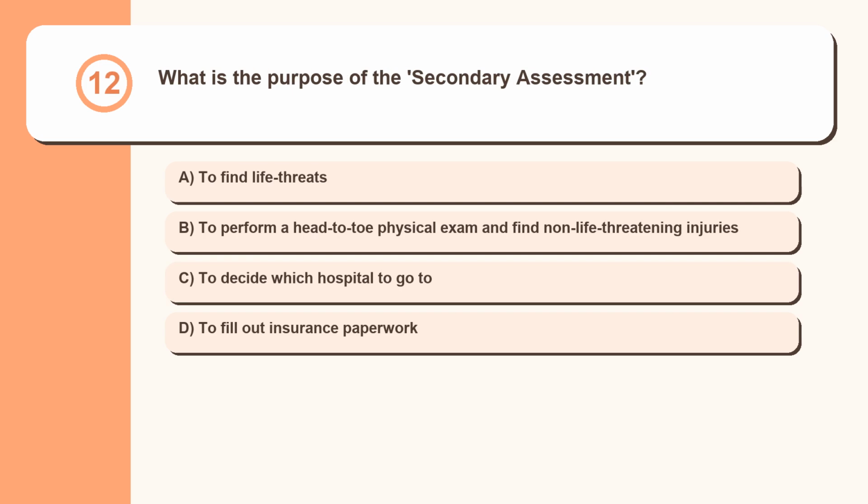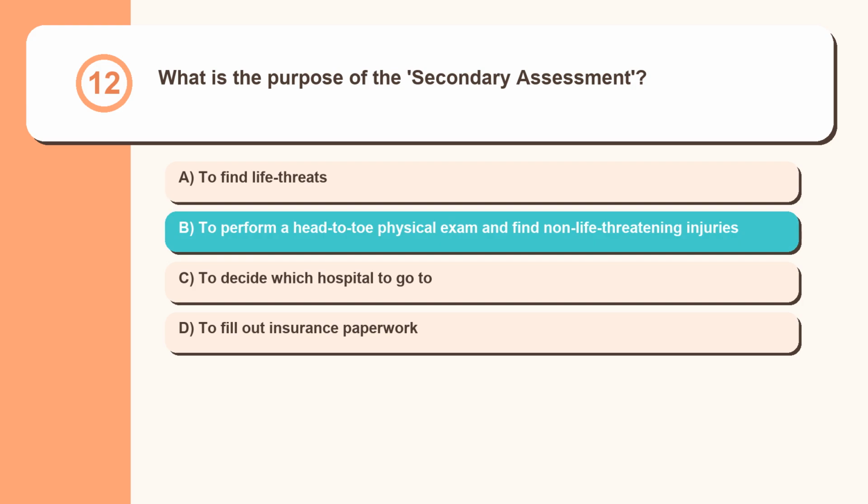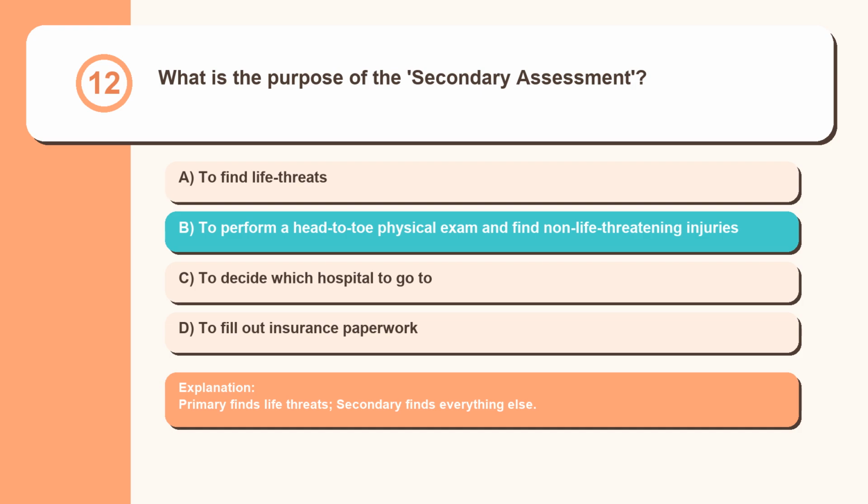Question 12. What is the purpose of the secondary assessment? To find life threats. To perform a head-to-toe physical exam and find non-life-threatening injuries. To decide which hospital to go to. To fill out insurance paperwork. Primary finds life threats, secondary finds everything else.